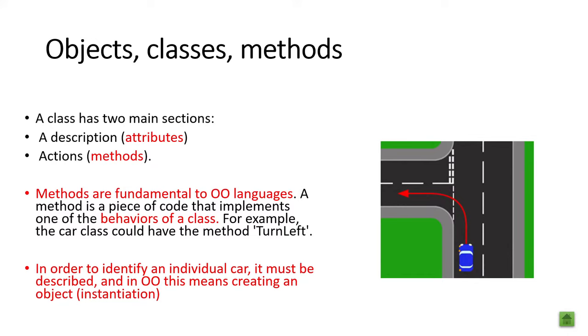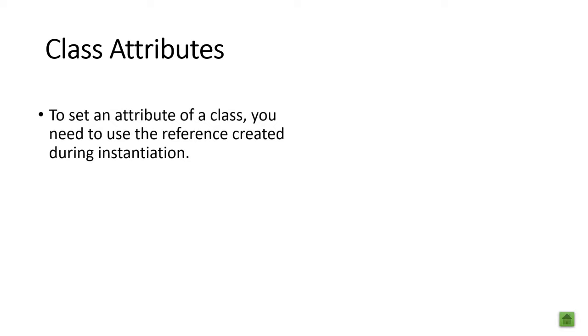So in order to identify an individual car, it must be described. In object-oriented, when you create an object from a class, we have a fancy word for that, and it's called instantiation. So you, little objects out there on YouTube, you have all been instantiated from your parents. There you go. Who'd have thought it?